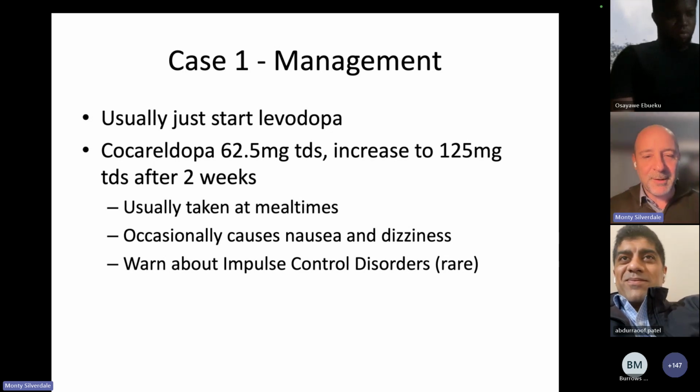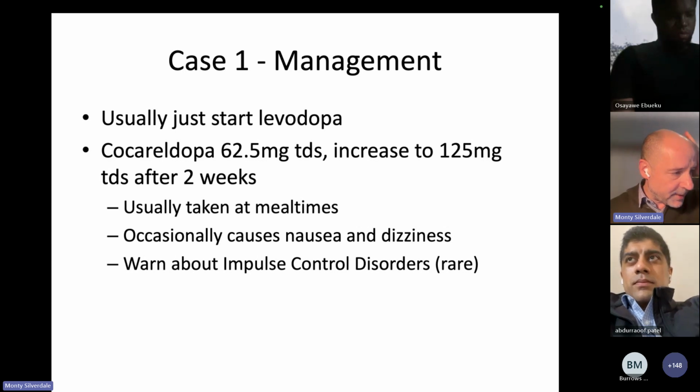So impulse control disorder can be quite bad, and it's actually much more common with dopamine agonists, which is one of the reasons why we use a lot less of them. It's very rare on levodopa, but it does happen, and it's important just to make them aware that this is a rare side effect.